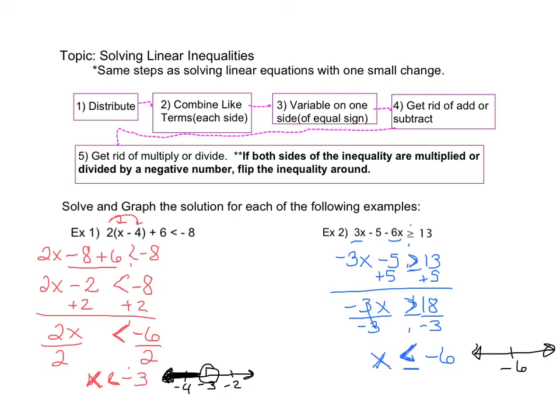So I set up my graph. This time I'm going to put a closed circle at negative 6. I go back and I reread, and I read that x is less than or equal to negative 6, so again I shade to the left.